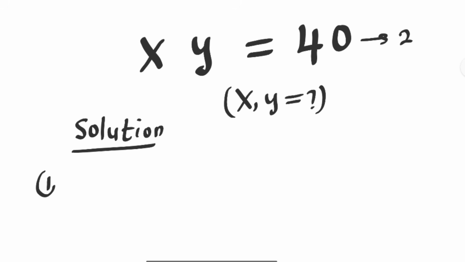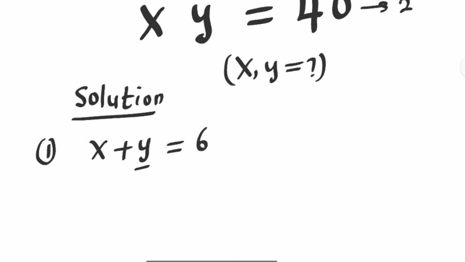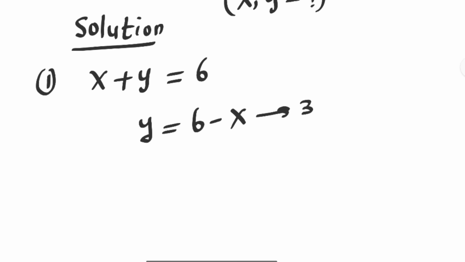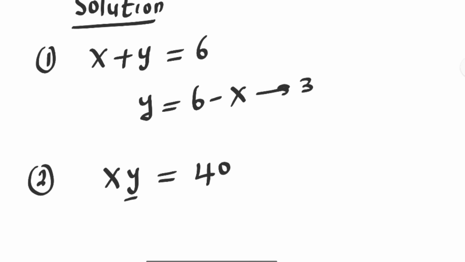From equation 1, x plus y is equal to 6. Let us make this y the subject of the formula. y is equal to 6 minus x. Let us call this equation 3. Then from equation 2, xy is equal to 40. Now let us substitute for y, which is 6 minus x.